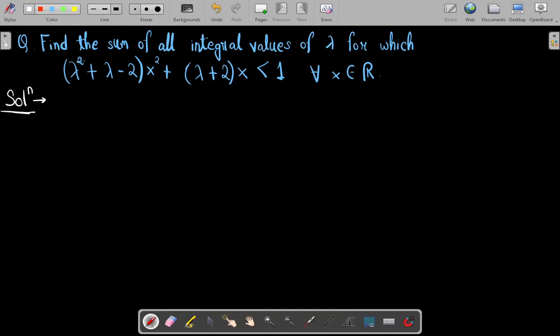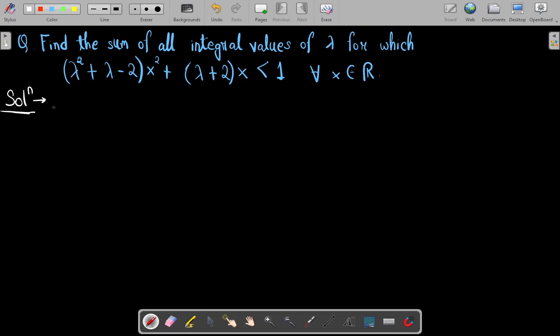Hello everyone. In this question, we are asked to find the sum of all integral values of lambda for which (lambda square plus lambda minus 2) times x square plus (lambda plus 2) times x is less than 1 for all x belonging to real numbers. So we are given a quadratic equation in x, and the constants contain a parameter lambda. We are to find the sum of all integral values of lambda which satisfy the given condition.